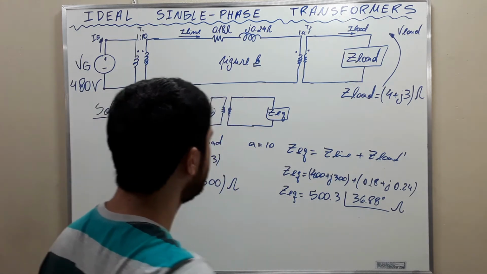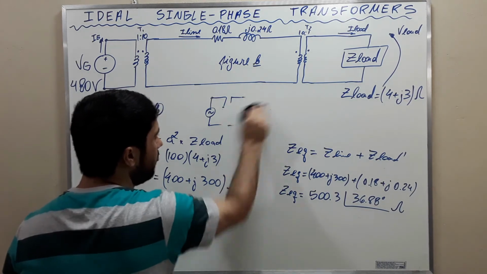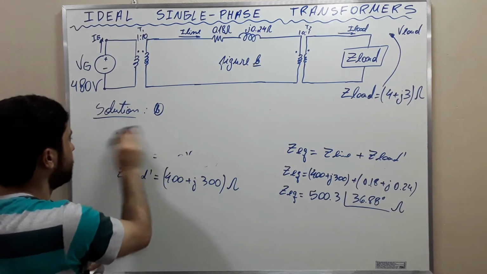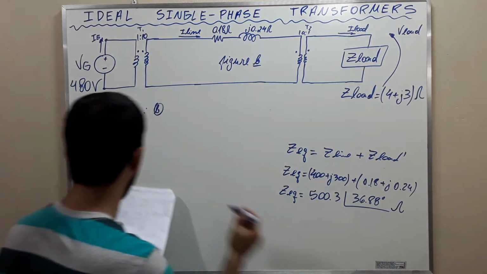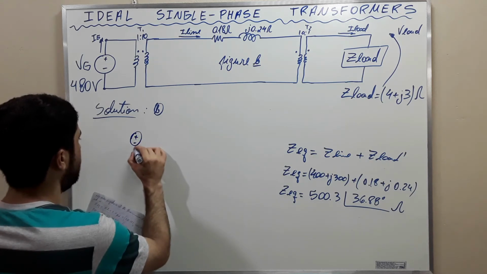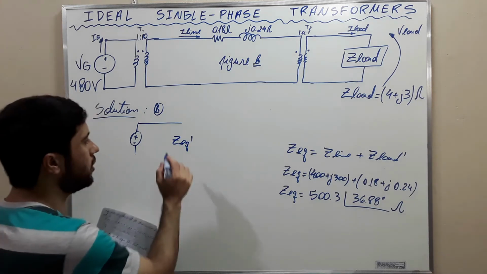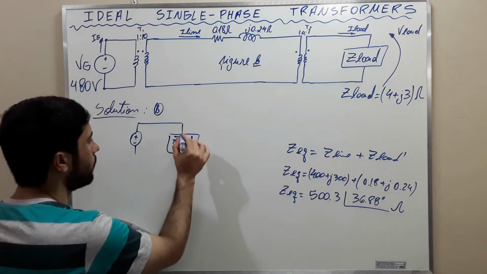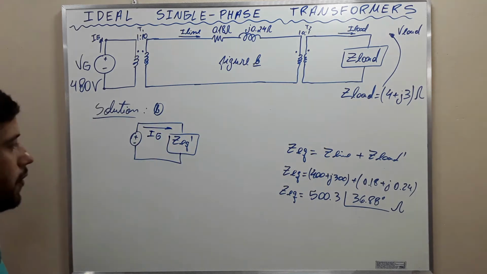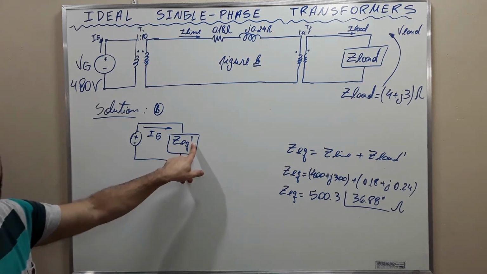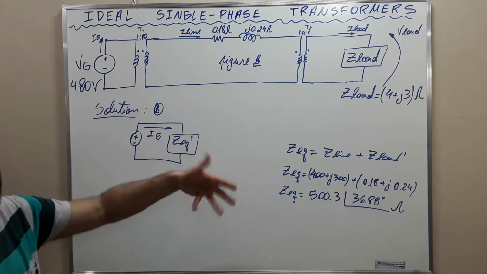To finish this process of referring impedances, we are going to do the following that I'm going to show you. The generator here, and then we are going to have Z equivalent prime. Okay, and the current of the generator is going to flow here. Whenever there is this symbol prime, it means we've referred the impedance from one side to the other.